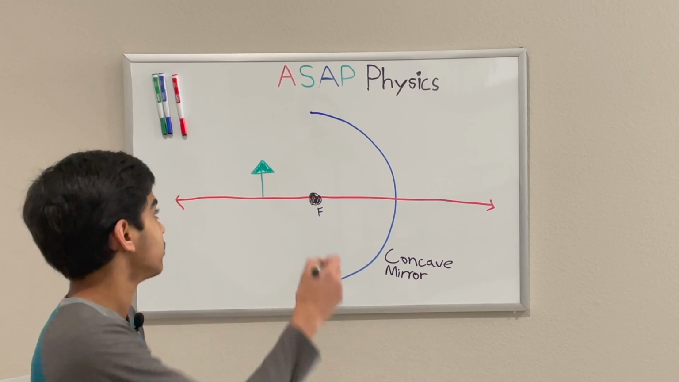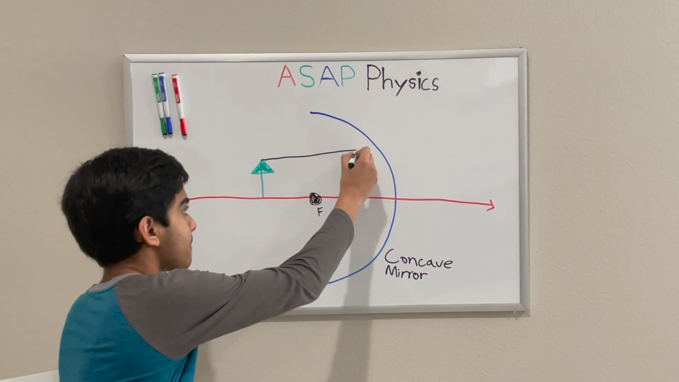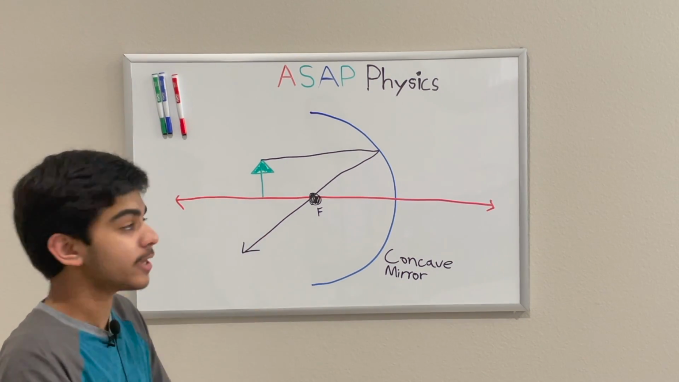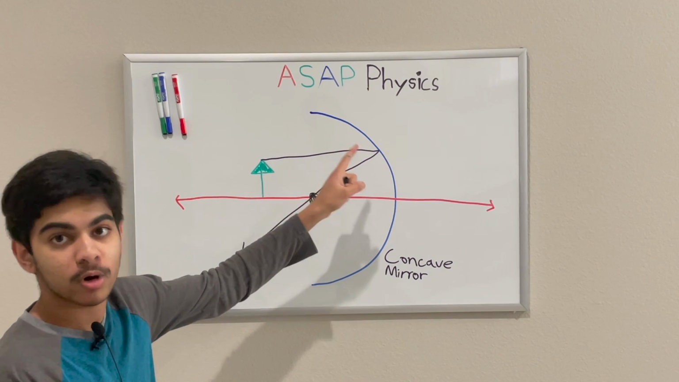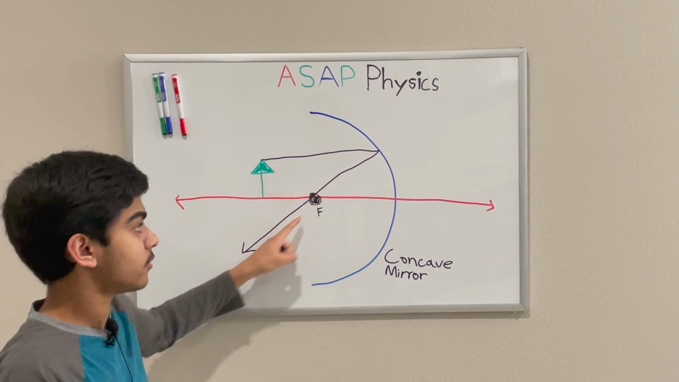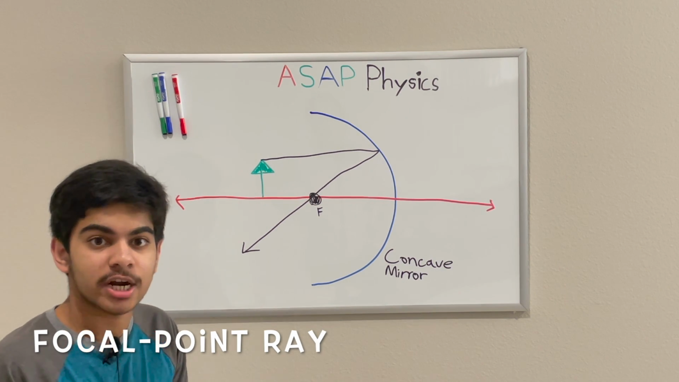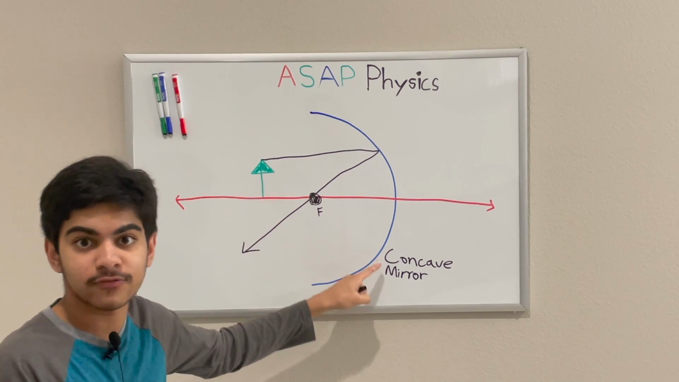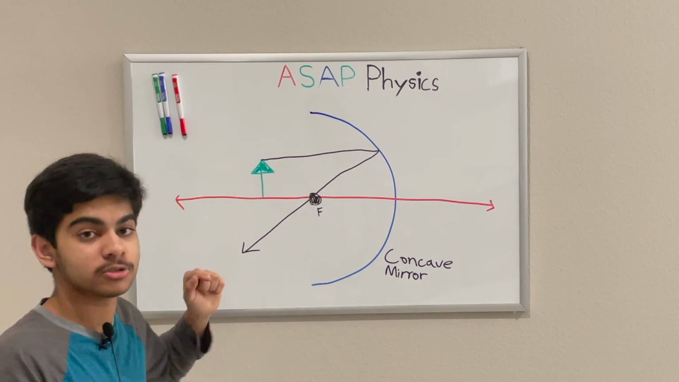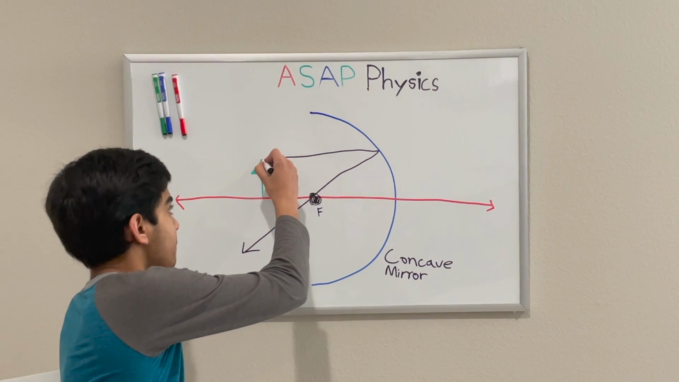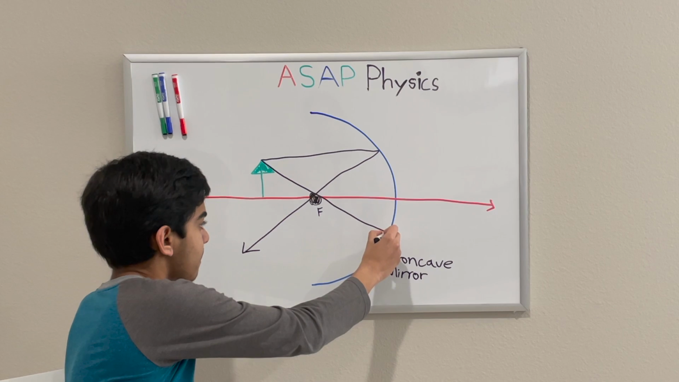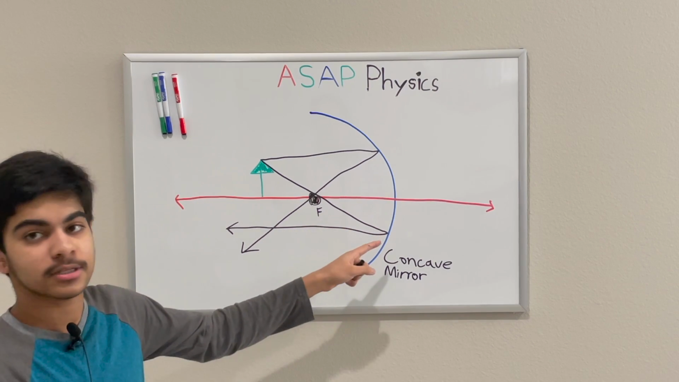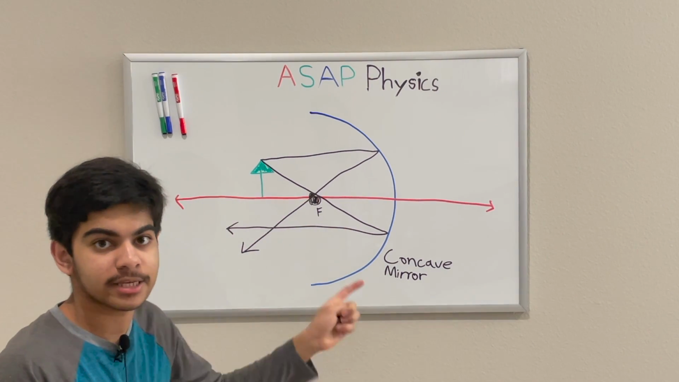So I'm going to represent how it looks like. As you can see here, the parallel ray started off parallel to the principal axis, and once it came in contact with the mirror, it went through the focal point. Now the second strategy is known as the focal point ray. This ray does the opposite though. First it goes through the focal point and then goes parallel to the principal axis. So as you can see, it first went through the focal point and then went parallel to the principal axis after making contact with the mirror.